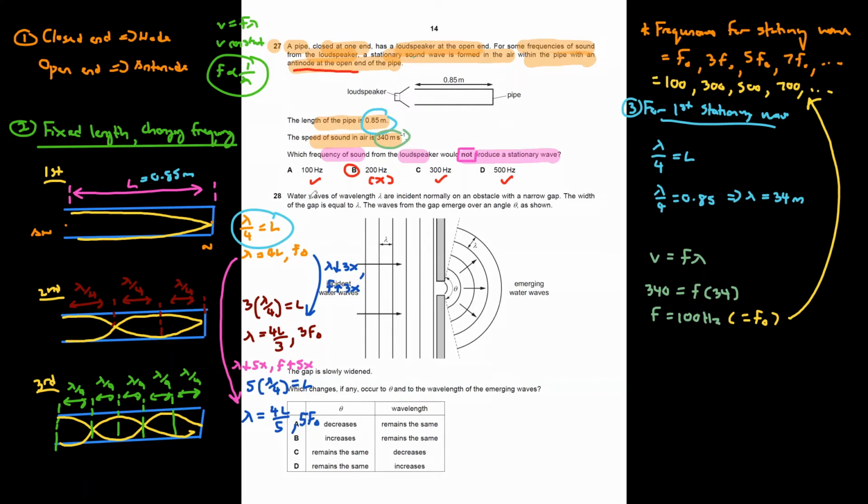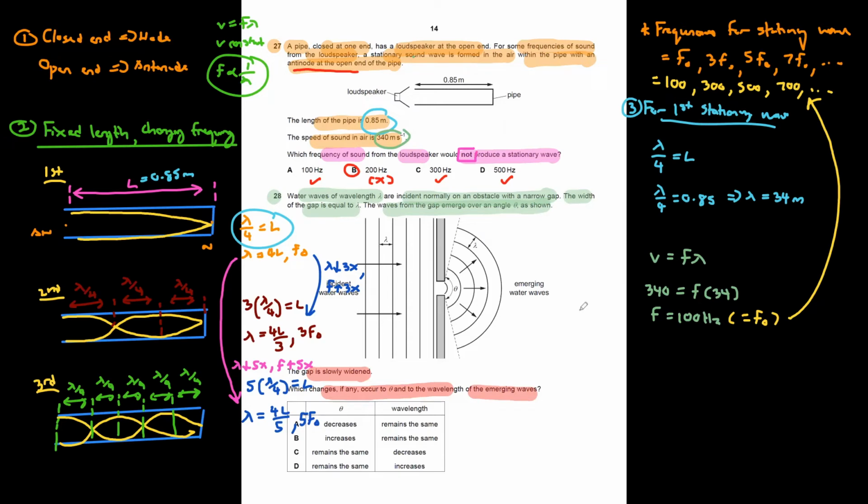Then now if you move on to question 28, the next one. In question 28, they mentioned that water waves of wavelength lambda are incident normally on an obstacle with a narrow gap. The width of the gap is equal to the wavelength. The waves on the gap emerge over an angle theta as shown here. And then subsequently, they mentioned that the gap is slowly widened. Which changes, if any, will occur to theta and to the wavelength of the emerging waves?